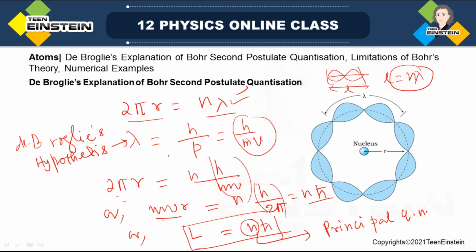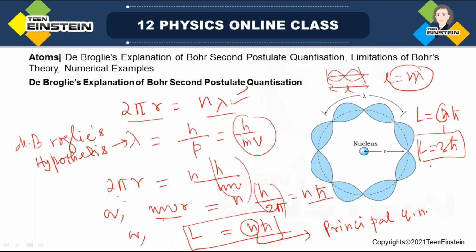All right. Sometimes you will be asked to find out the angular momentum for the third stationary orbit. How do you find it out? You have to simply write nħ, where n is equal to 3 over here. So 3ħ. This is the answer: angular momentum in the third Bohr orbit.